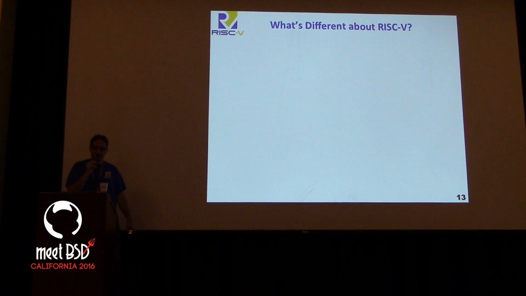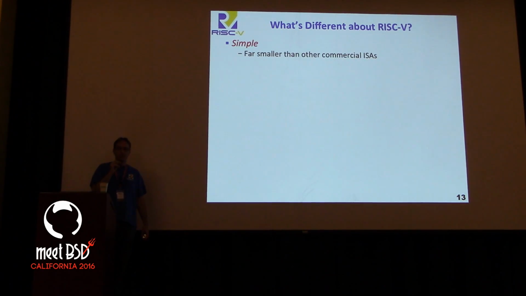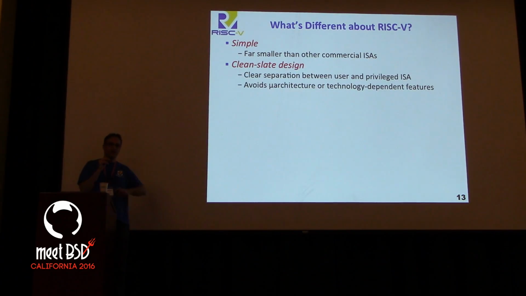So what's different about RISC-V? Well, it's really simple. It took us a long time to make it this simple, but it's far smaller than the other commercial ISAs. It's a clean slate design. Lots of separation. It's very modular. So the user and the privileged ISA are designed to be completely independent. And we avoid baking in assumptions about microarchitecture or technology.